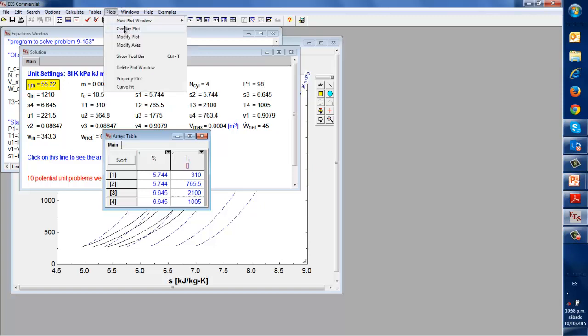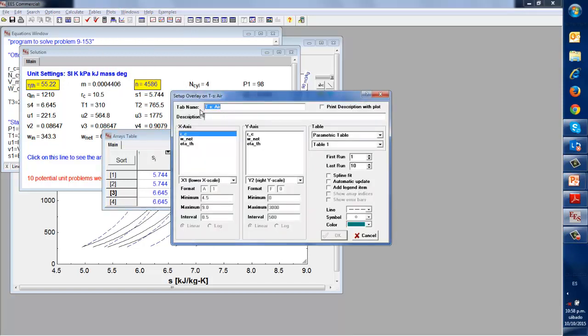So plot, overlay plot on the TS diagram. I will overlay the array table. In the x-axis I will use entropy, in the y-axis temperature, and I'll change the color. I'll have a red one, and I will put an automatic update.